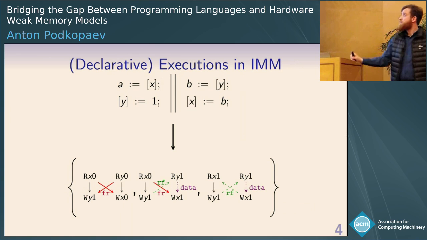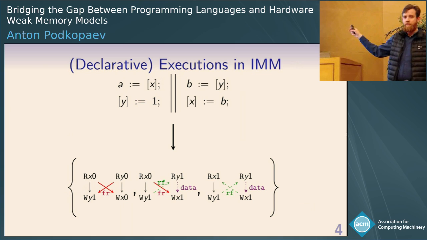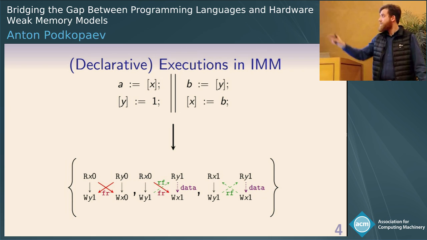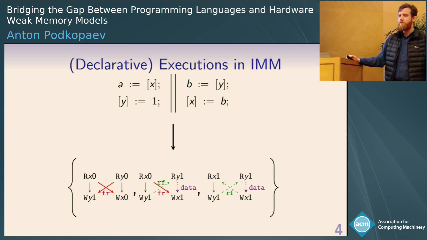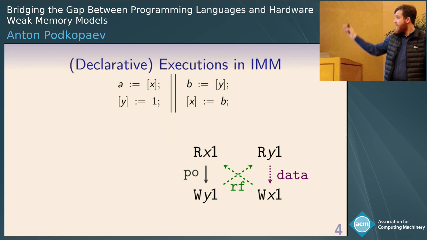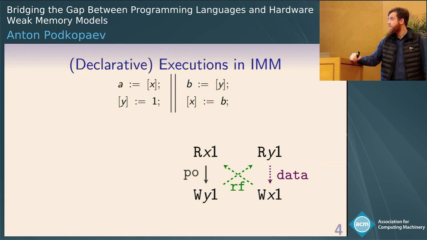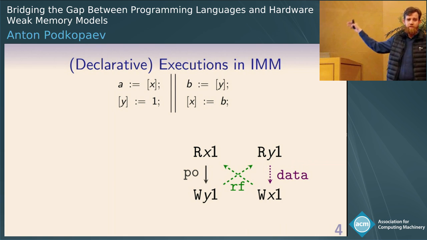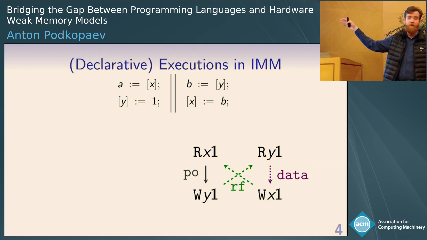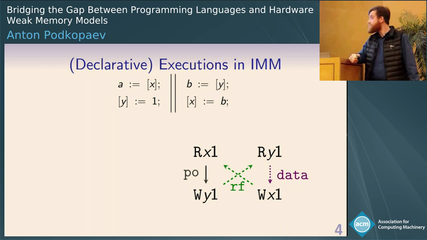A declarative memory model means that the semantics of a program in this model is a set of graphs, and each graph represents some specific execution of the program. Here, the first two graphs represent sequentially consistent executions, and the third one represents a weak execution. In these executions, vertices are different memory accesses like reads and writes, and edges are different relations among these accesses. Here we have PO, which stands for program order, and RF, which stands for reads from. We also have a data dependency here.